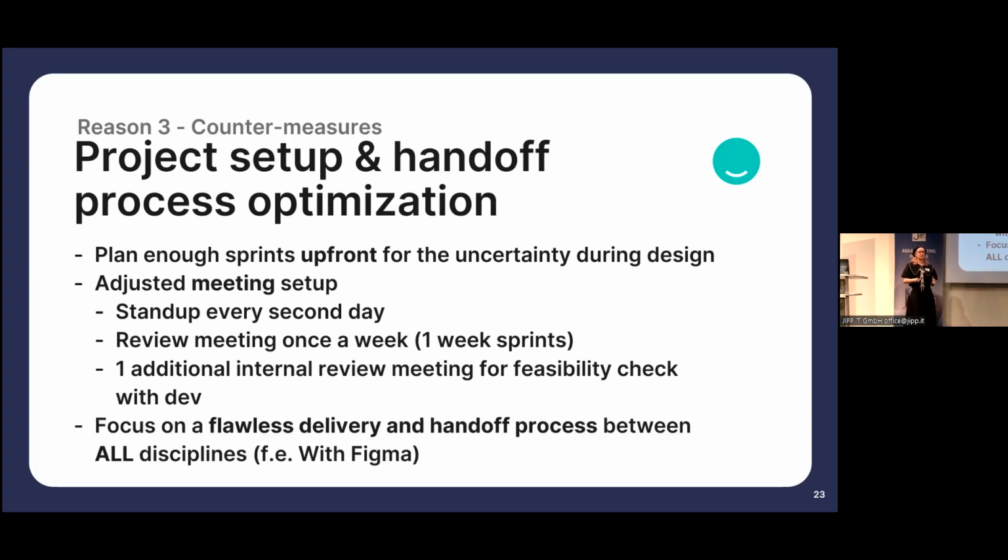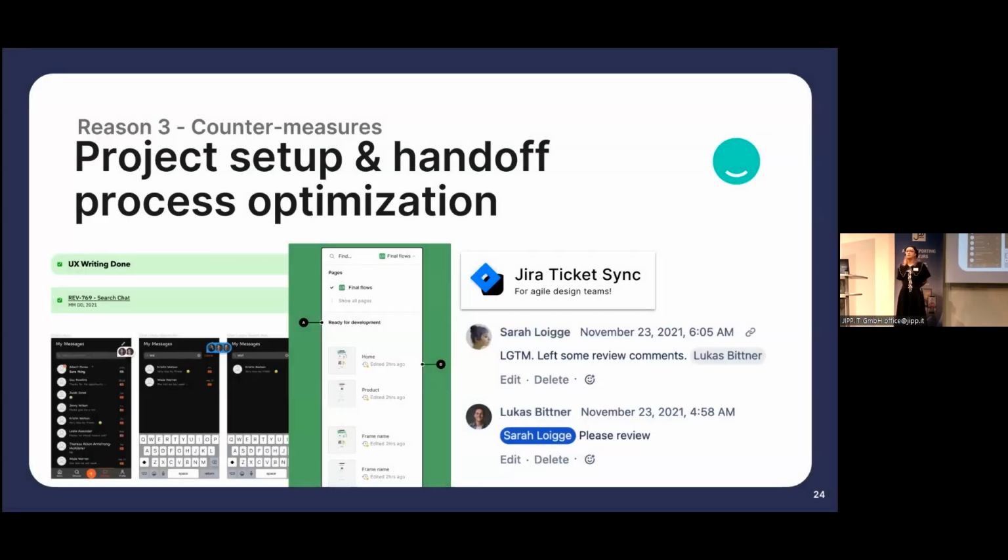So what I mentioned before about the flawless handoff process, the handoff process is a bit difficult. You saw before how many steps we have with client, UX writing, UI, and then development. How do you figure out a flawless handoff process? And this is where we basically created a Figma plugin. One of my colleagues created a Figma plugin, which is mentioned here, which is the Jira ticket sync.